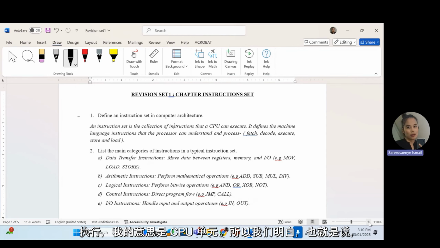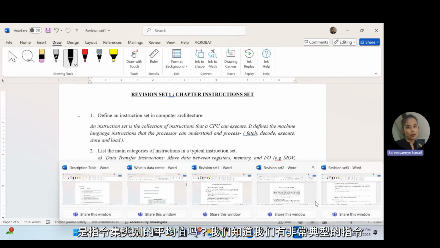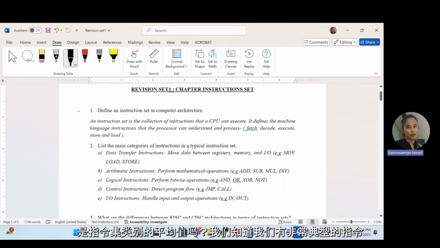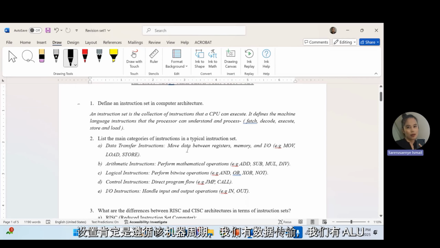So we understand that there is a value, there is data, and this data is basically like a piece of a program to fetch, to decode, to execute, to store, and to load. So there might possibly be a question about the instruction set. Might possibly, I say. So I am giving you the sample answer directly for each question. And what will be the meaning of a category of instruction set? We understand that a very typical instruction set definitely follows the machine cycle.